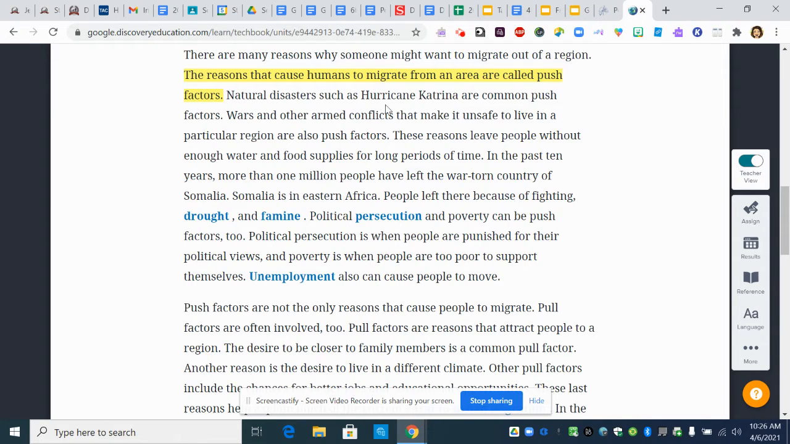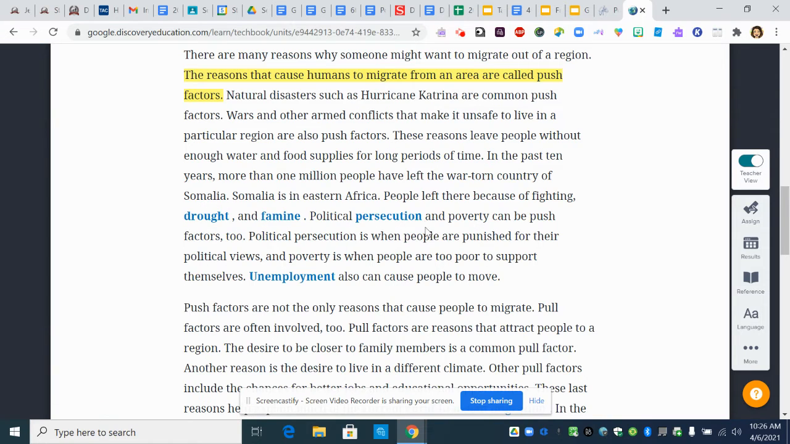Natural disasters, such as Hurricane Katrina, are common push factors. Wars and other armed conflicts that make it unsafe to live in a particular region are also push factors. These reasons leave people without enough water and food supplies for long periods of time. In the past 10 years, more than 1 million people have left the war-torn country of Somalia. Somalia is in Eastern Africa. People left there because of fighting, drought, and famine.